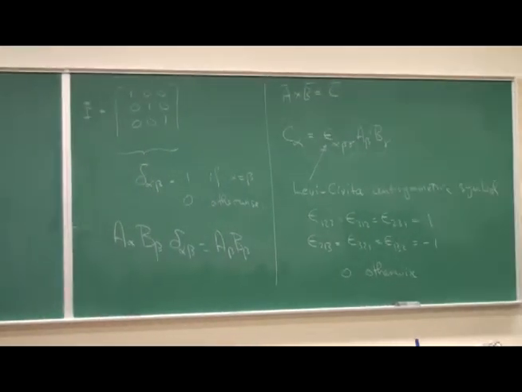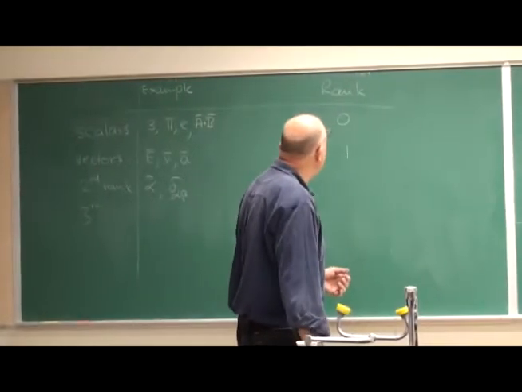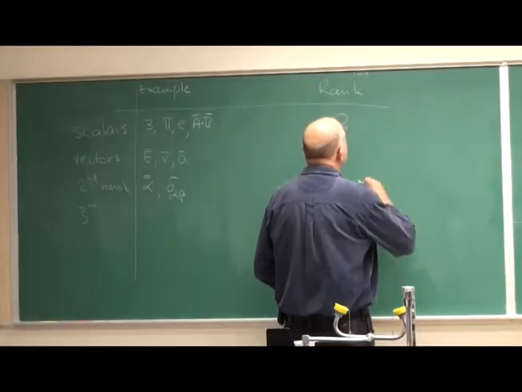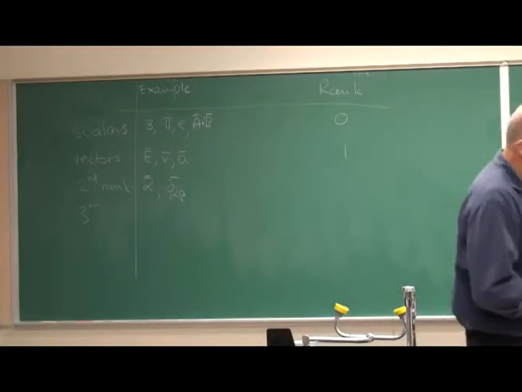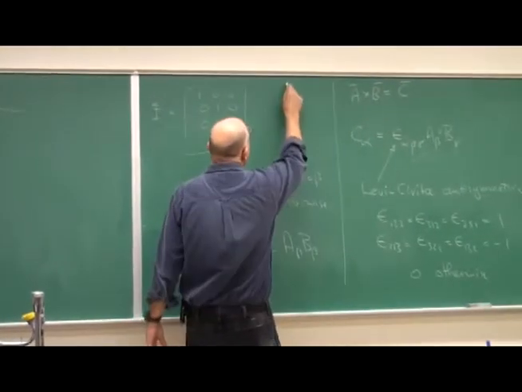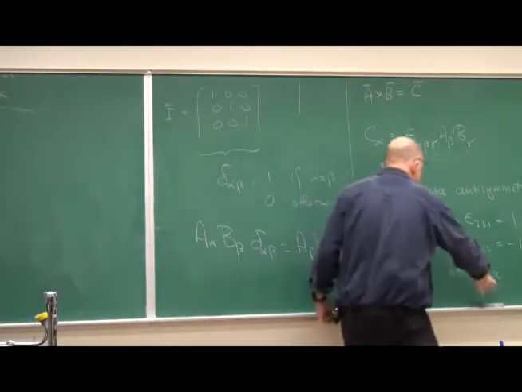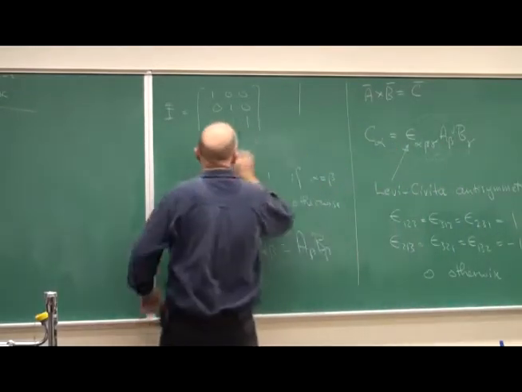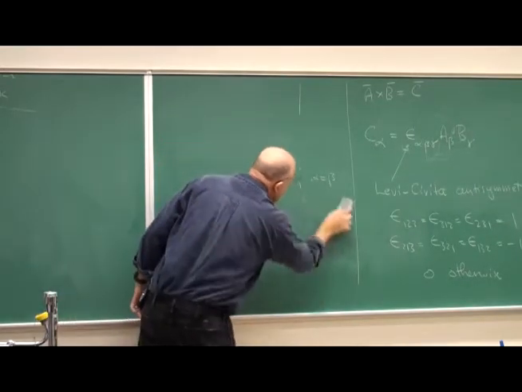Okay. Now let's talk about what happens under inversion of a coordinate system. So suppose I have an x, y, z coordinate system. Let me erase most of this. Suppose we take an x, y, z coordinate system, the usual right-handed coordinate system.